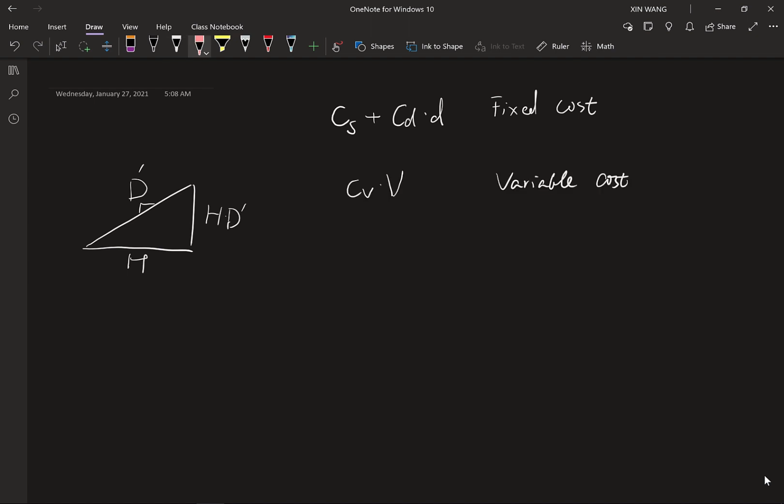Let's see, for 1 year, how many dispatches we have. Remember, the headway is H. If we assume the unit of the headway is year, then the number of dispatches will be 1 over H. In this case, we will generate a fixed cost for the entire year times the number of dispatches. This is the total fixed cost.